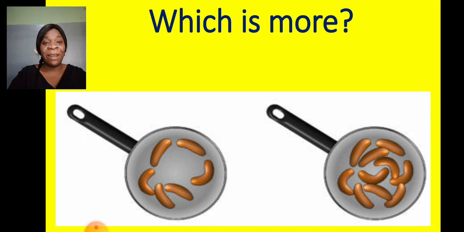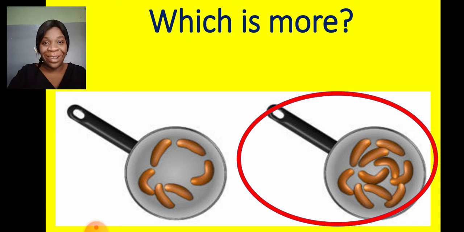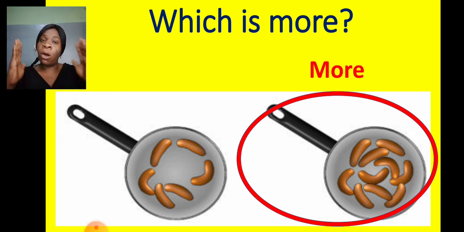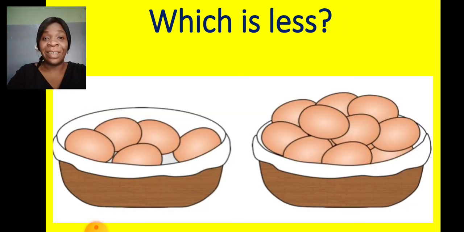Now let's take a look at our frying pans with some sausages. Okay, which is more? Point at it. Which frying pan has more sausages? You're correct. Well done. Yes, that frying pan has more. It has more sausages. More.